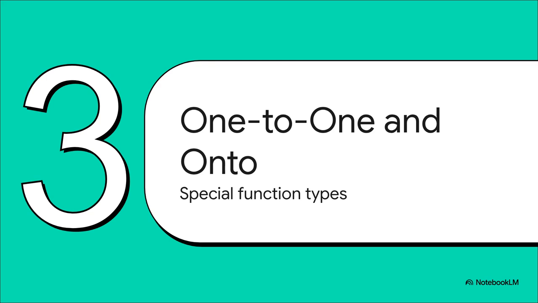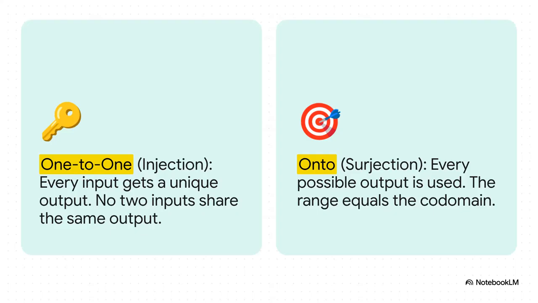Okay, so not all functions are created equal. We can actually classify them based on how they connect their inputs to their outputs. And these classifications give them some really unique and powerful properties. We've got two big ones here. A function is called one-to-one if every single input goes to its own unique output. No sharing allowed. The perfect example is a student ID number. No two students can have the same one. Then, on the other hand, a function is onto if every possible output in the codomain actually gets used.